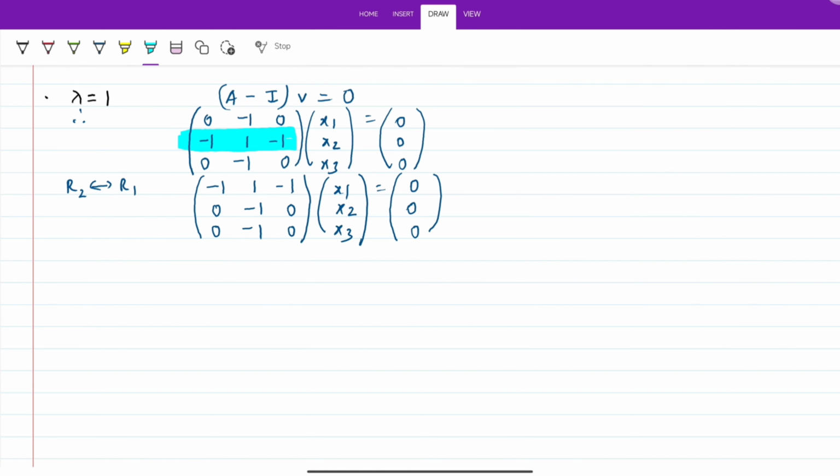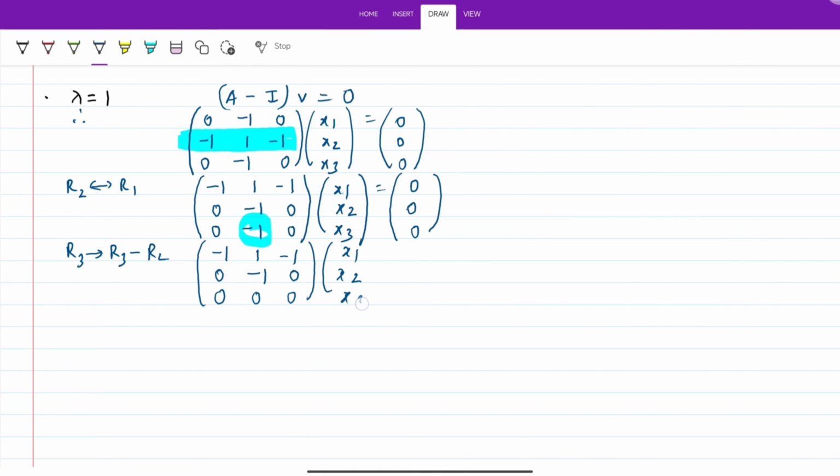Now we are going to reduce this entry to 0, and for that we need to perform R3 changes to R3 minus R2, which gives us negative 1, 1, negative 1, 0, negative 1, 0, 0, 0, 0, and here we have x1, x2, x3 is equal to 0, 0, 0. Rewriting back in the equation form, we get negative x1 plus x2 minus x3 is equal to 0, and from the second row we get minus x2 is equal to 0, which gives us x2 is 0.